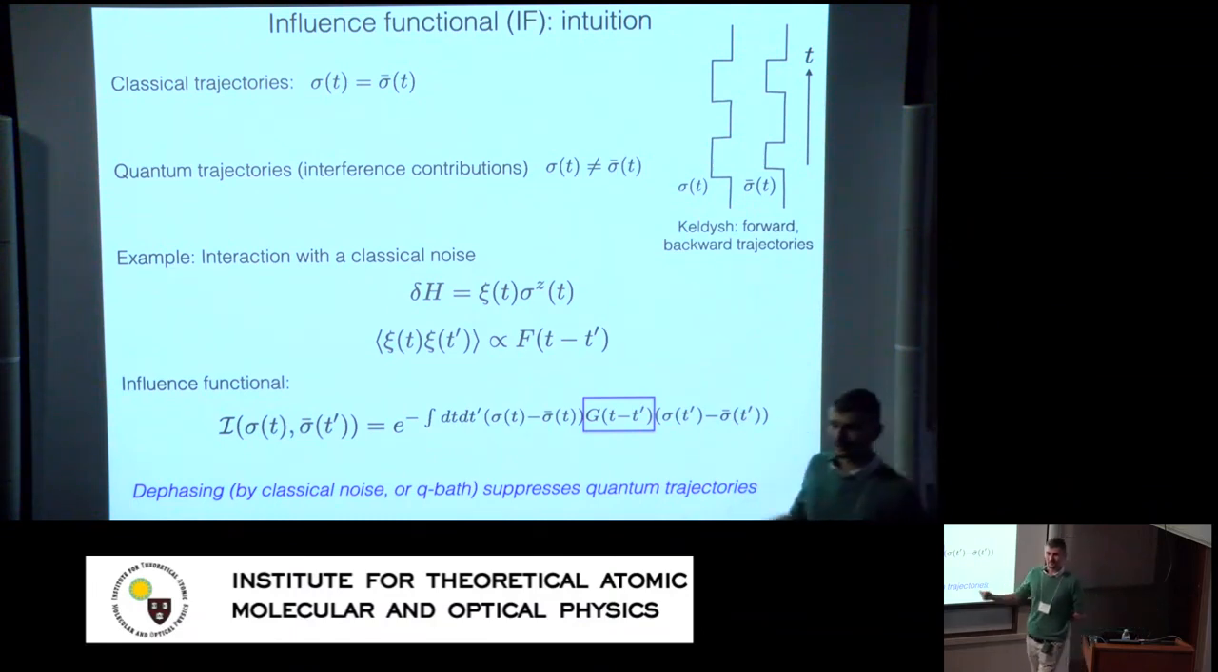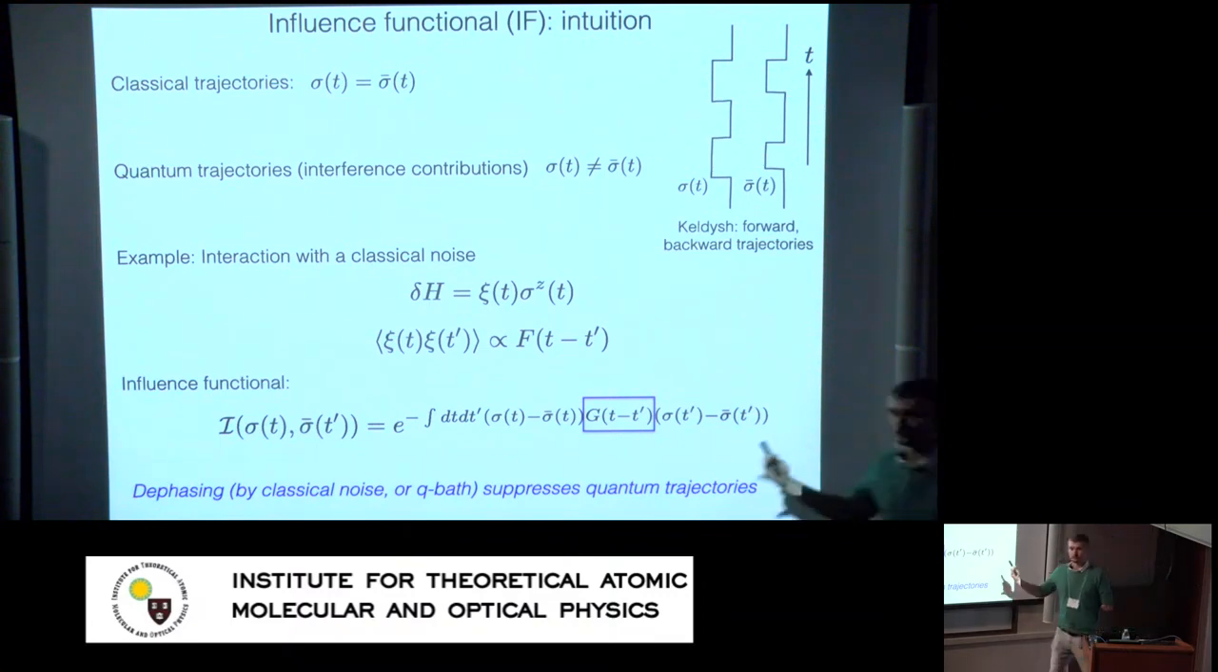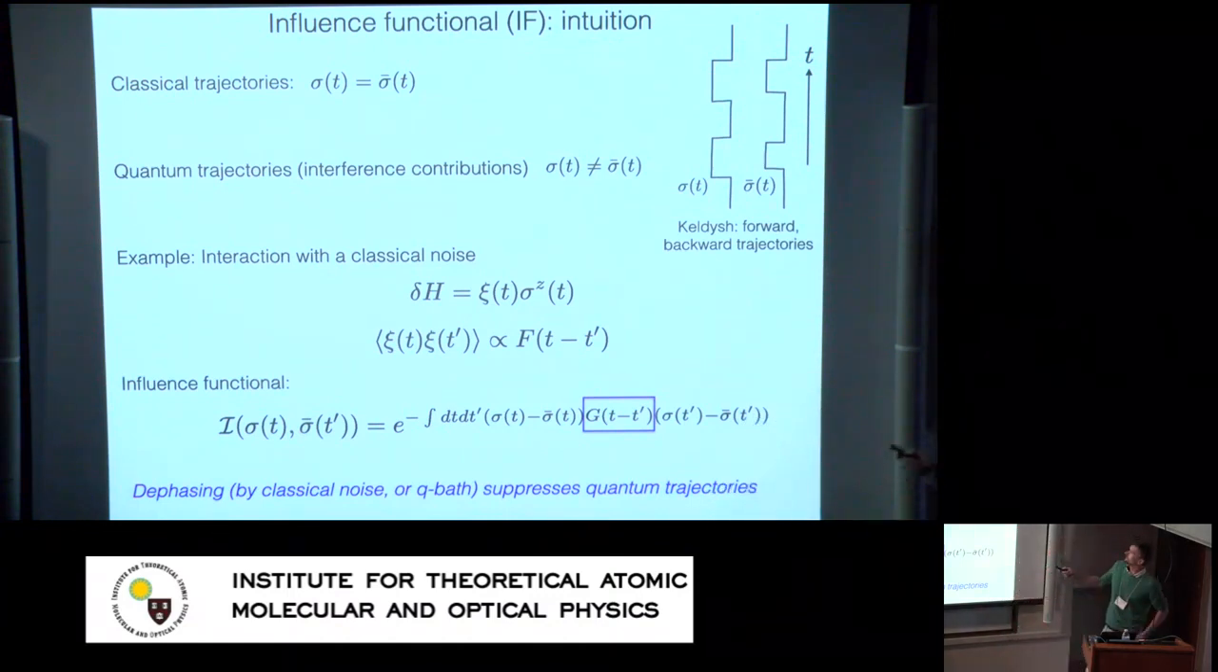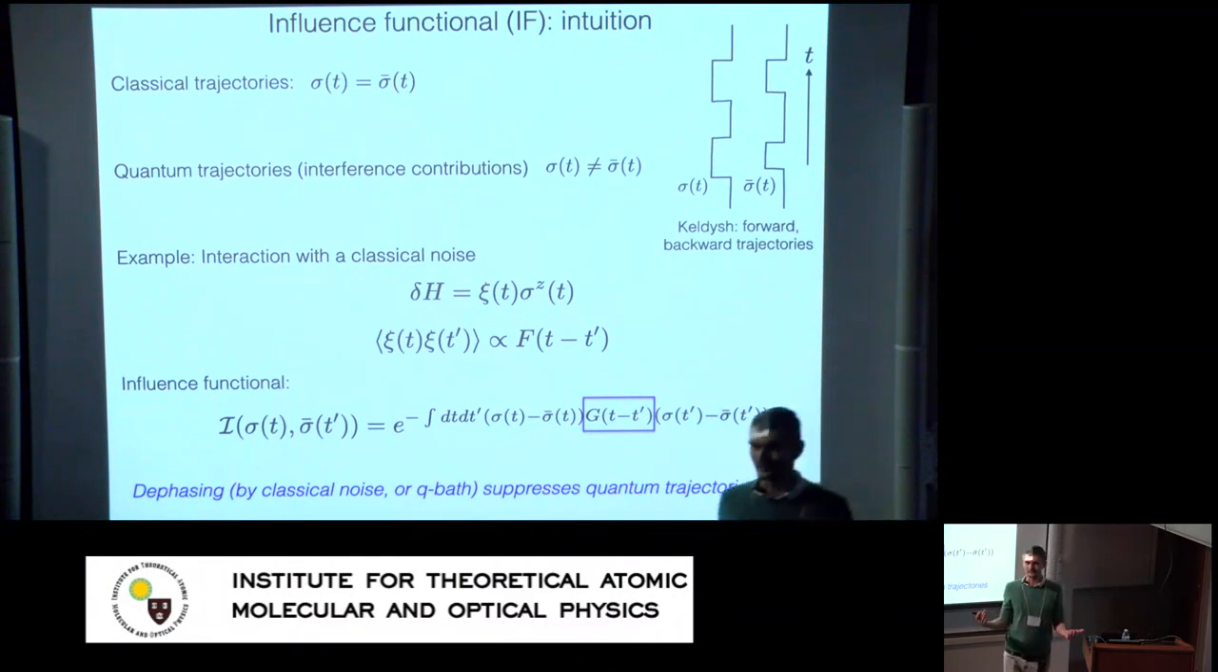And let's say your spin is interacting with a classical noise. So there is just a fluctuating field along the z direction with some correlator, some kernel f, then you can do averaging over such noise immediately, and what you find is that your influence functional is just a Gaussian functional, which effectively gives you weight which is smaller than 1 for trajectories where forward and backward configurations are not the same. So effectively, it kills quantum interference effects.